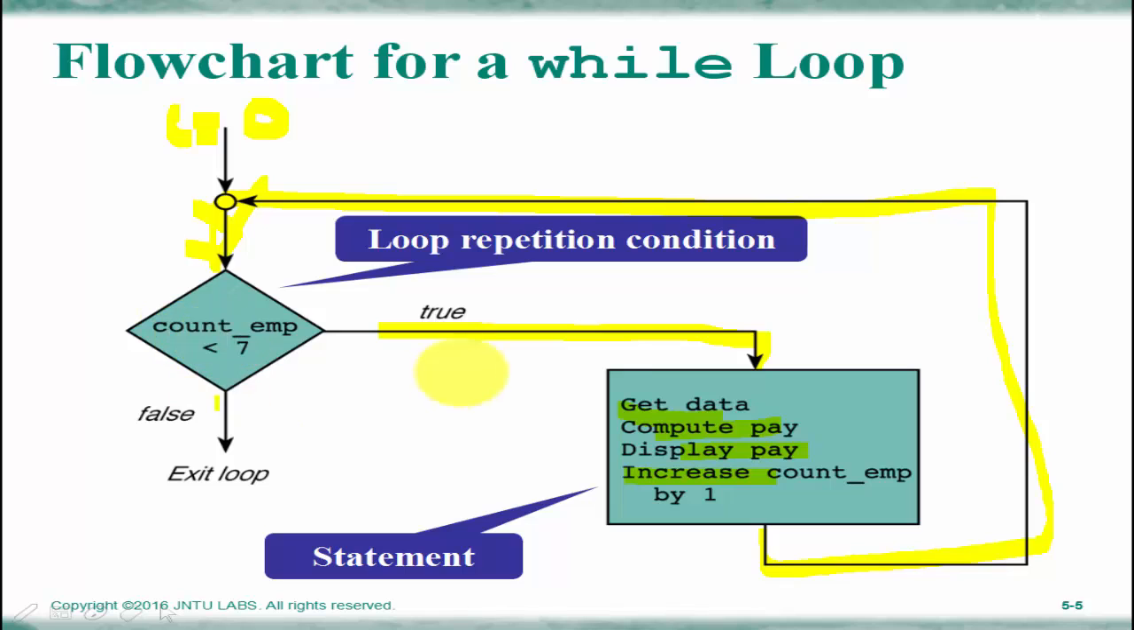It has been incremented, so 1, and again it is true. It will keep performing its operations until it becomes 7. Then 7 is less than 7 is false. 7 is equal to 7, not less than 7, so the condition is false and the loop exits. This is how the while loop works.